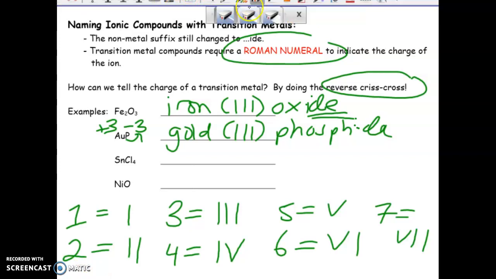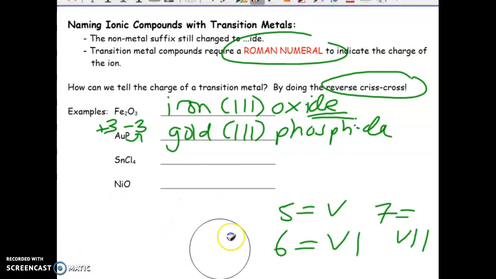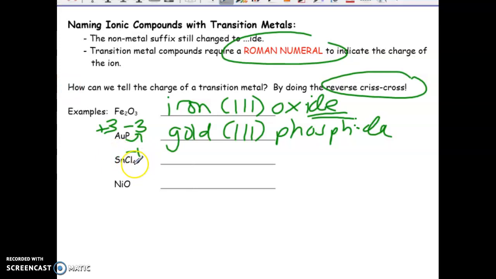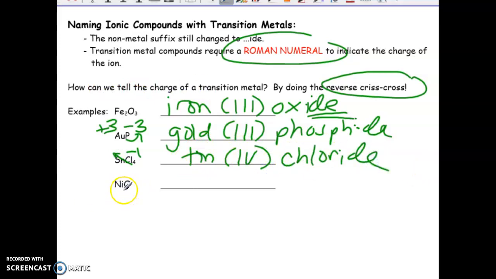Okay, I'm just going to erase some of this here so we can have some space to work with. So when you're looking at this, let's continue. Here we have tin and chlorine. Chlorine is a -1, so the tin is the 4. So this is tin 4 chloride, right? Nickel and oxygen, so there are no numbers here, but if you know oxygen has to gain 2 electrons, it's -2. Nickel is +2, so this is nickel 2 oxide.